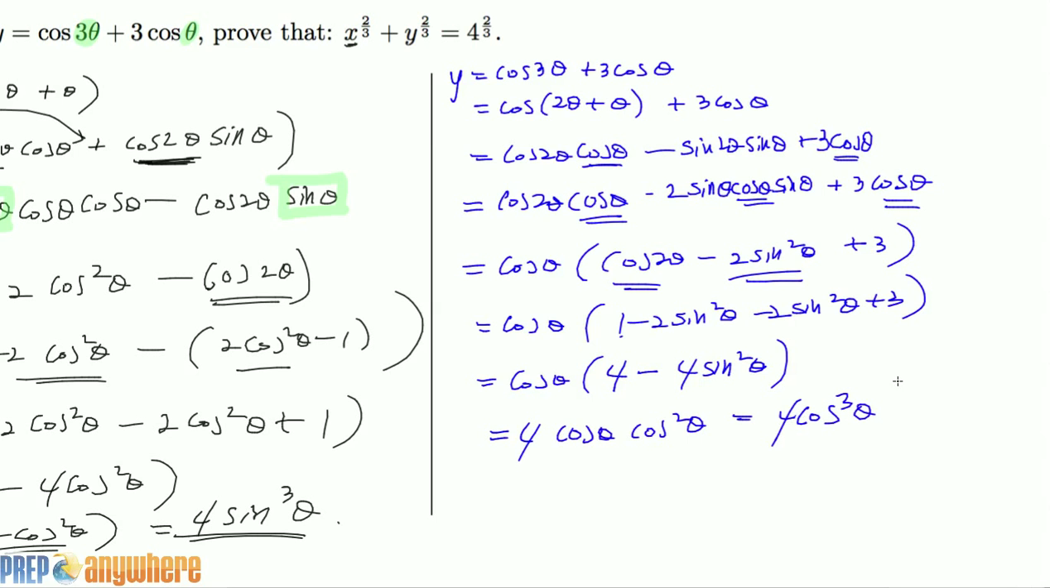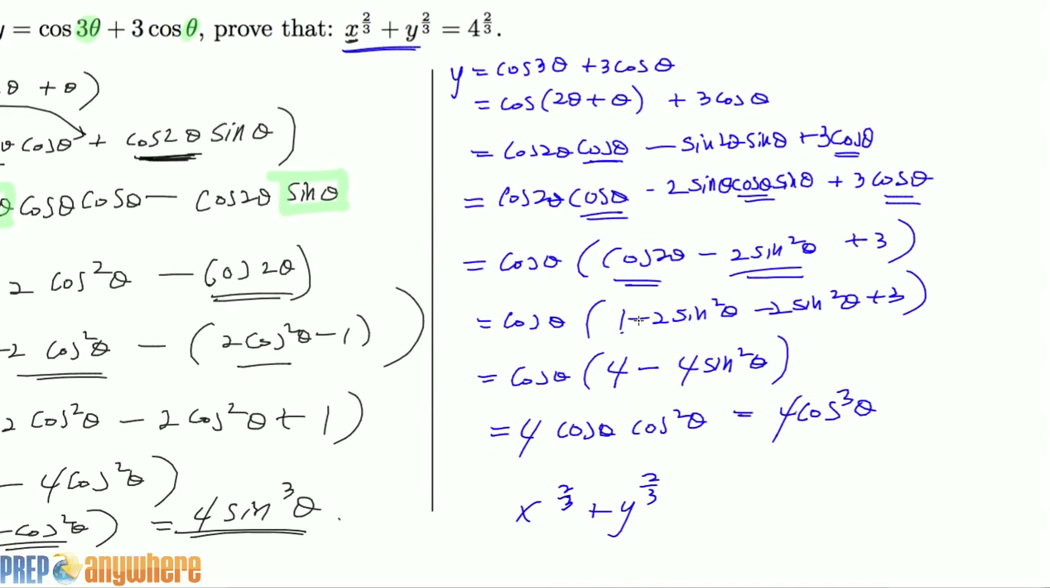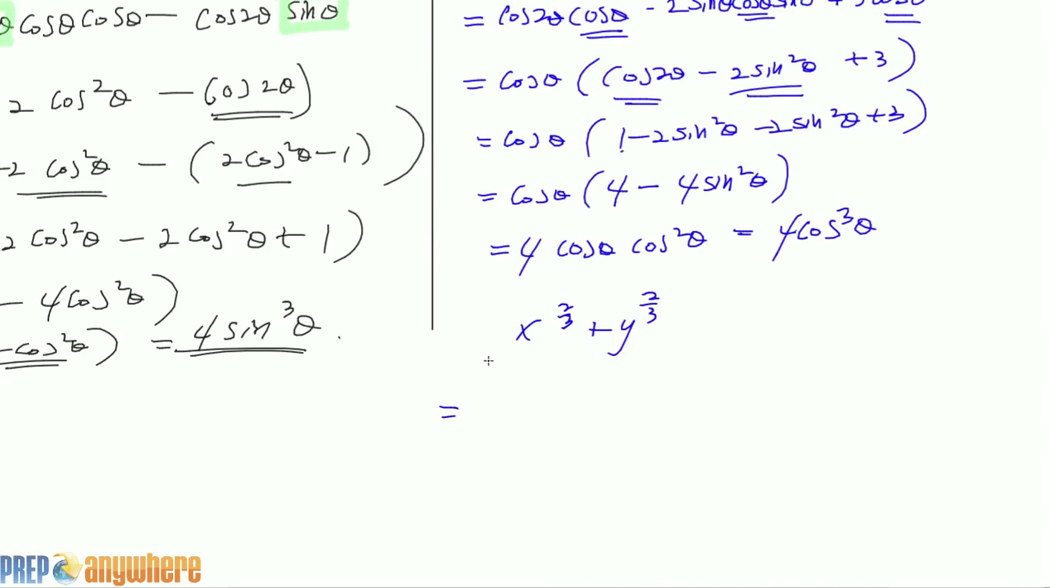So now we're in a very good position to show that this is actually equal to 4 to the power of 2 over 3. So now we have x to the power of 2 over 3 plus y to the power of 2 over 3. Now our job is to show that this is actually equal to 4 to the power of 2 over 3. So let's replace x with this. So you have 4 sine cubed theta to the power of 2 over 3. Y is 4 cosine cubed theta to the power of 2 over 3.